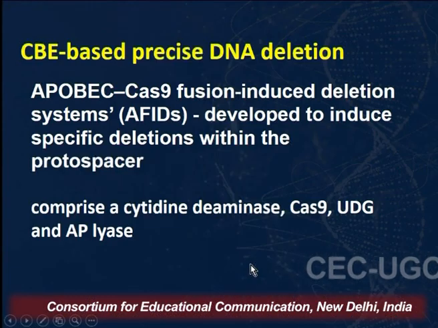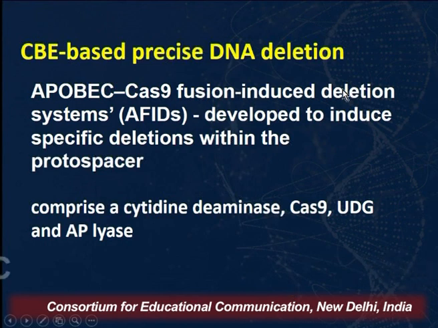Apart from these CBE, ABE and the dual editors, there is one which is called a CBE-based precise DNA deletion. It uses what is called an APOBEC-Cas9 fusion-induced deletion system. They are termed AFIDs. These AFIDs contain proteins like the APOBEC proteins and Cas9 fusions, and they induce deletion systems. They are developed to induce specific deletions within the protospacers.